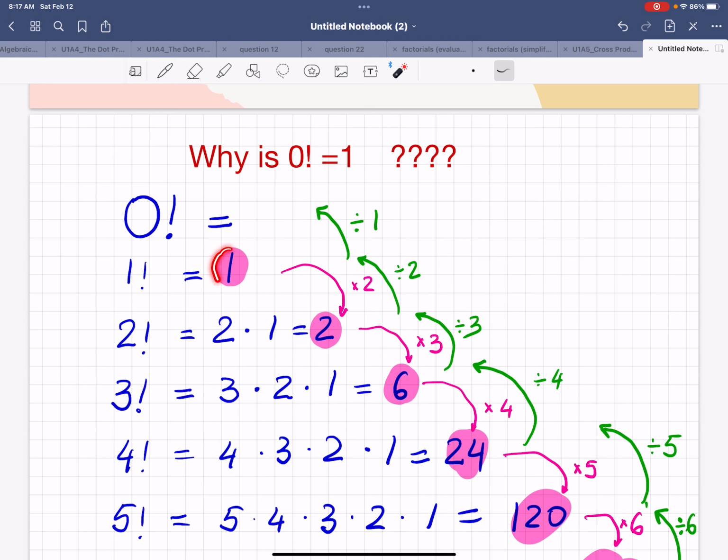So we're dividing the number 1 by 1 to get the answer for the next factorial, which equals 1. Remember that math is full of patterns.